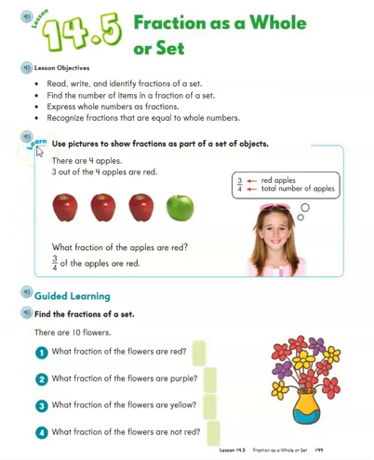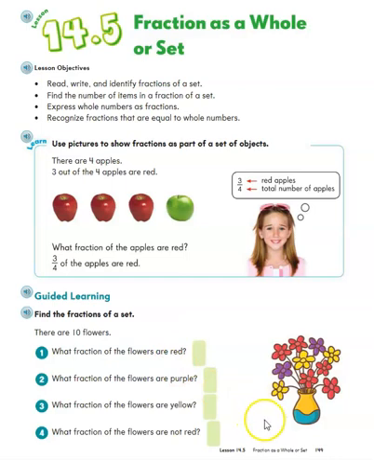And it says there are 4 apples, which we can clearly see, right? 3 out of 4 of them are red. So what fraction of the apples are red? Well, we know it's 1, 2, 3 out of a total of 4. So 3/4 of the apples are red.